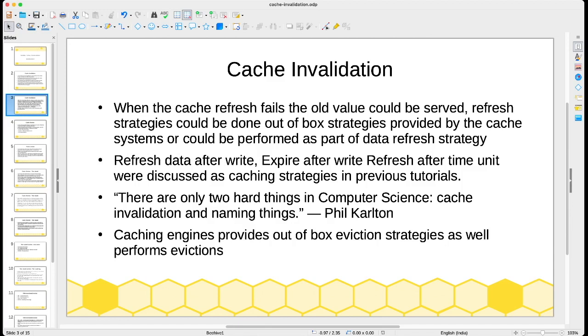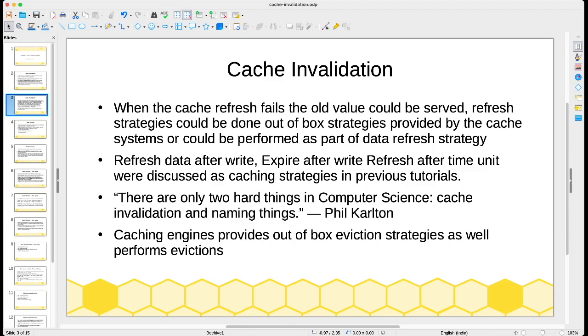It's been said that there are two hard things in the computer science world. One is cache invalidation, the other is naming of things. This was said by Phil Karlton. He was a member of the Netscape community. Whoever has said it, this is a very hard problem, and that is why we are diving deep into what cache invalidation is and what cache eviction is.